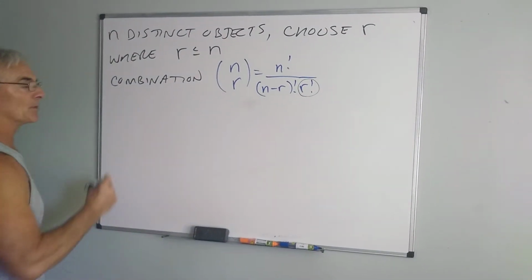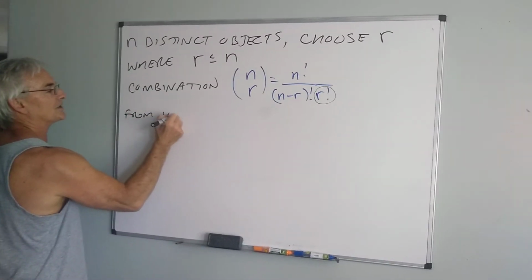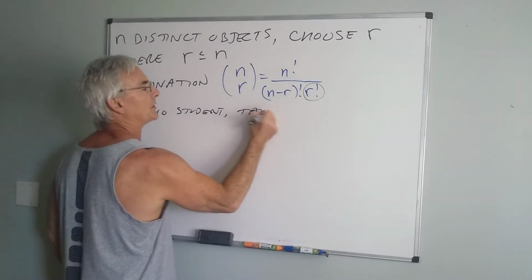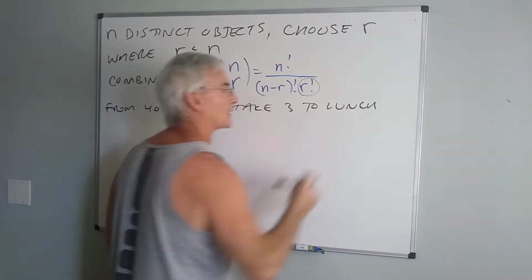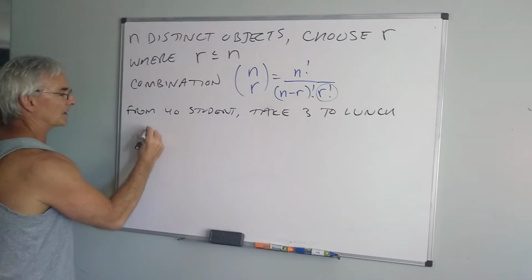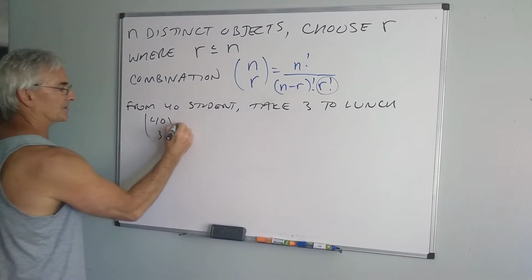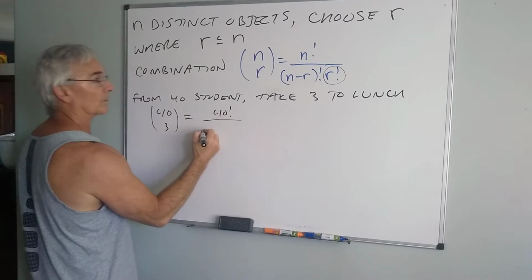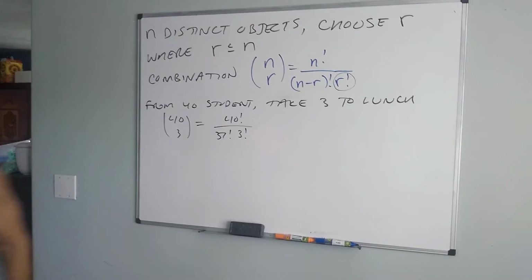So a simple example. We have 40 students in the class, so let's say from 40 students, I want to take 3 to lunch. Now, it doesn't matter if you're chosen first, second, or third, you just want to be one of the 3. So that would be the combination 40 choose 3, because order does not matter in this case.